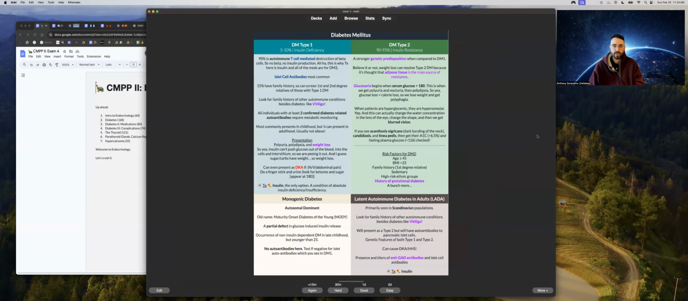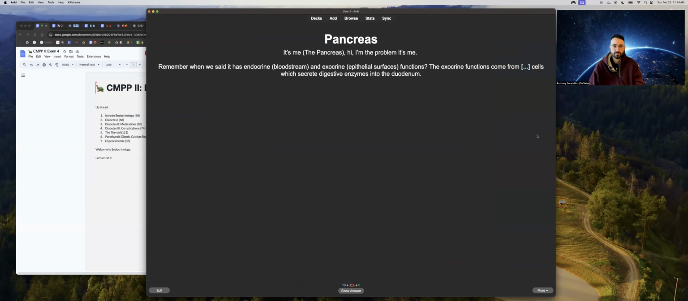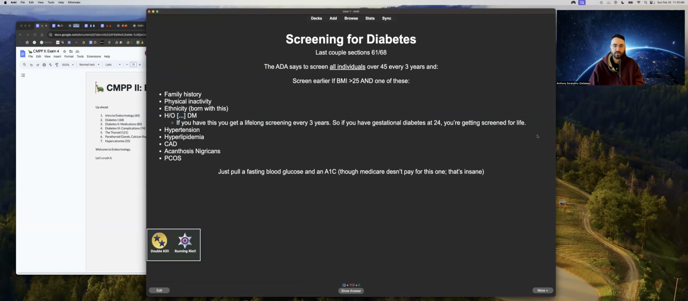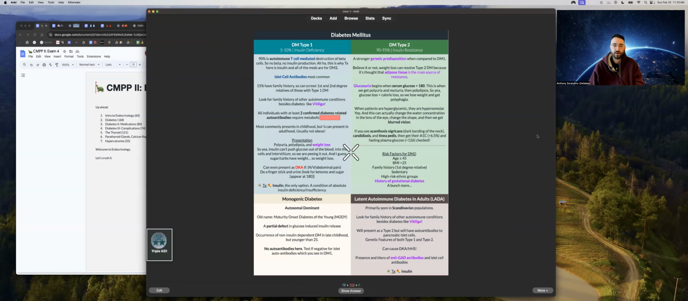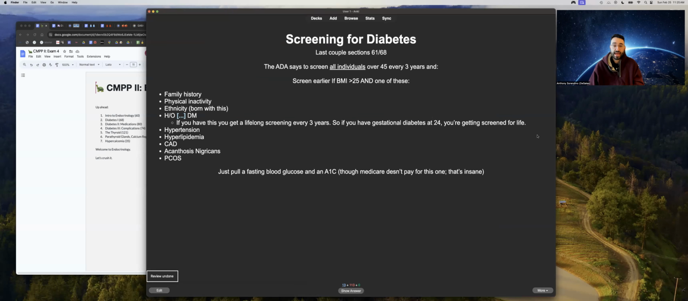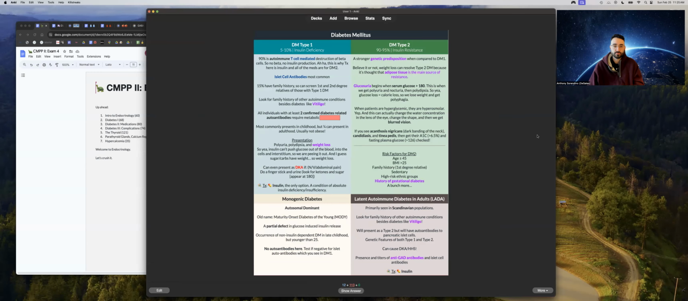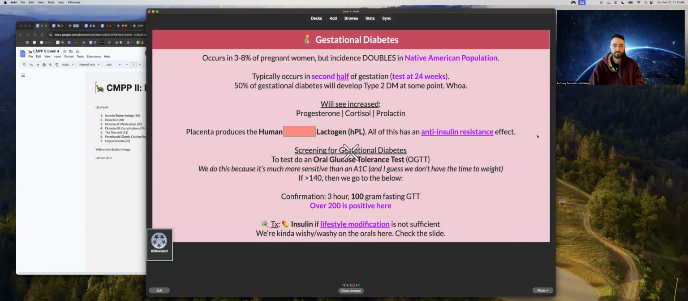Genetic. The exocrine functions come from what cells? Oh, acini. Yeah, it's not a 3. Gestational would be another reason to screen somebody less than 45. Actually, if you have that, you get screened for life every 3 years. Monitoring. Placental.